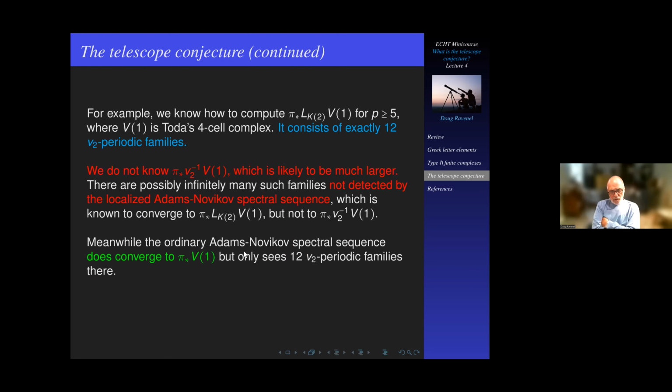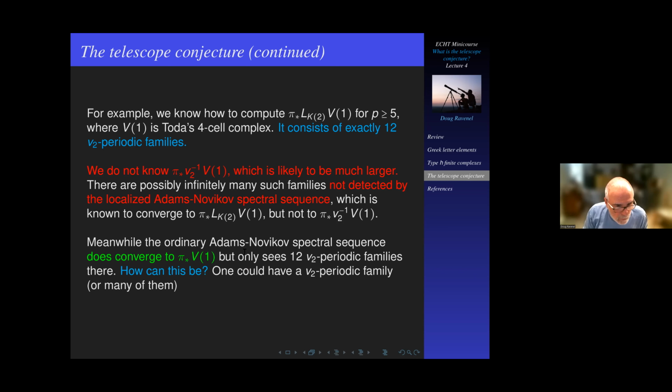Meanwhile, there is also the ordinary Adams-Novikov spectral sequence, which does converge to the homotopy of that four-cell complex V of 1, but it only sees 12 V2 periodic families. So you might ask, where are all the others? If the Novikov spectral sequence only sees 12 of them, but there are a lot more, how can that be?